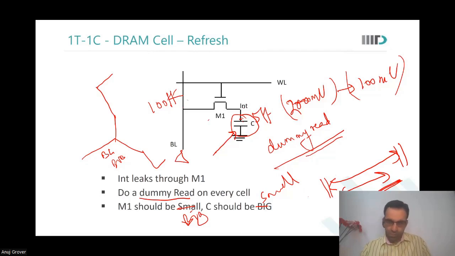Sir, just for clarification, the swing of the INT node, we are taking from 0 to VDD, the voltage swing. Good question. Very good question. What do we have there? What is connecting the bit line to the INT node? Is it a transmission gate or an NMOS?